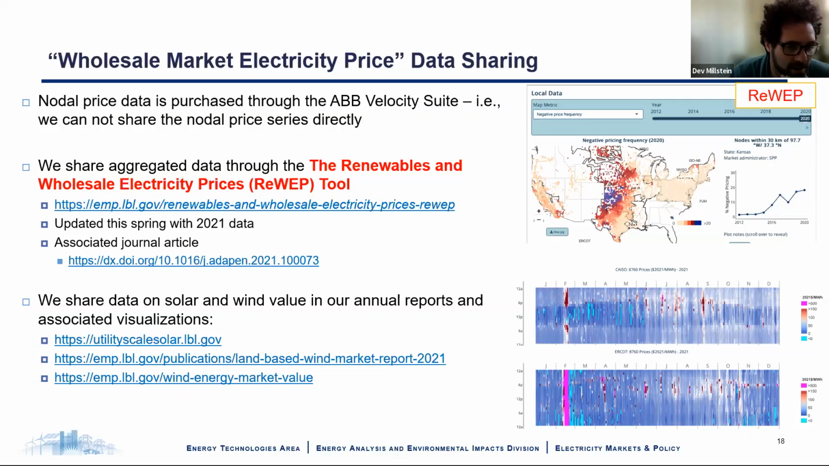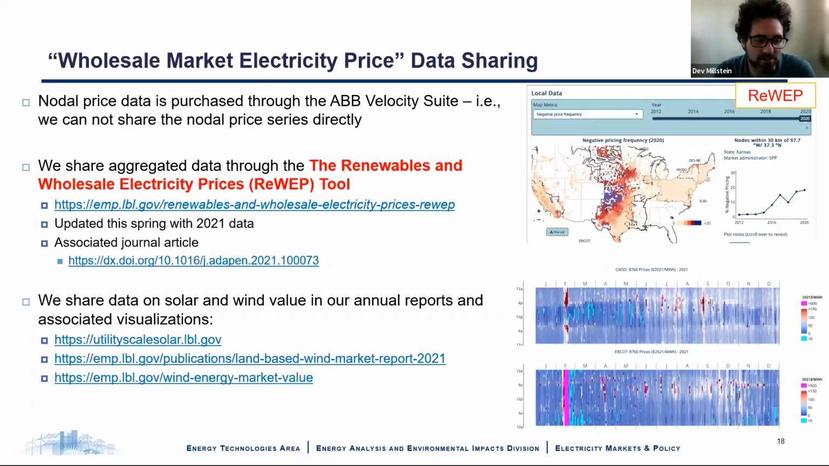So a couple examples of what the tool can do on the right here. There's a mapping function which shows characteristics of nodal prices across the country where they're available. For example, this characteristic we're looking at in the top right panel here shows the negative pricing frequency from 2020. That shows that many nodes, especially in a wind-heavy area near Oklahoma and Kansas, have had a high frequency of negative prices in recent years. So that's up to like 20%.